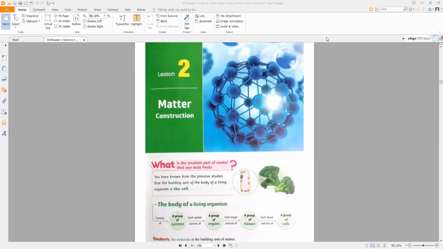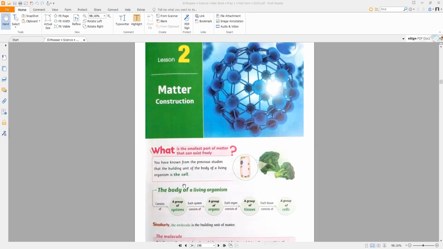Good morning. Our lesson today is about matter construction. What is the meaning of matter construction? The matter consists of what? What is the smallest part of the matter? This is the title of our lesson today: matter construction. The matter consists of what?